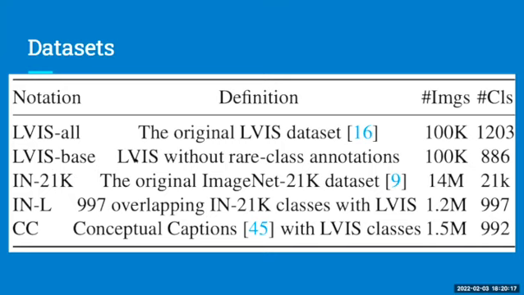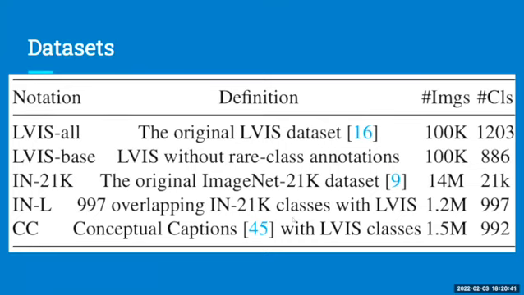LVIS-base refers to the LVIS dataset with the 317 rare categories omitted. IN-2K stands for ImageNet 21K. So they use 2 datasets for image supervised data: ImageNet 21K and CC, which stands for conceptual captions.